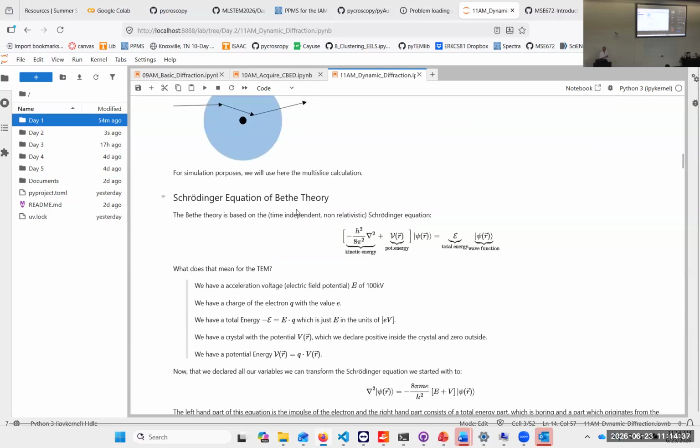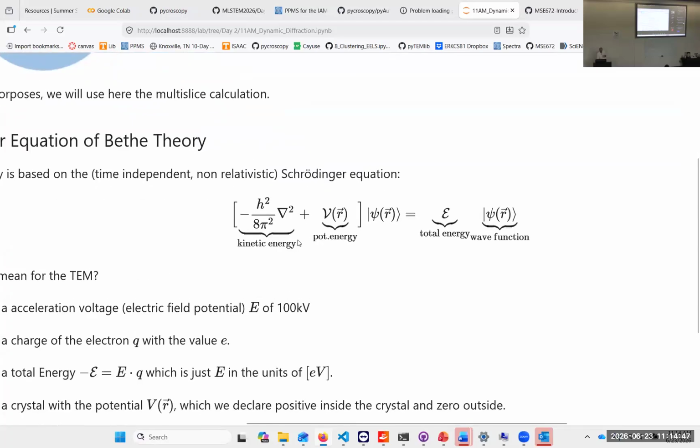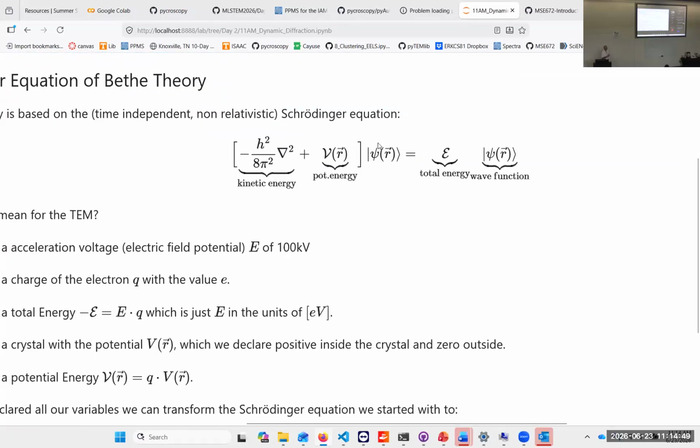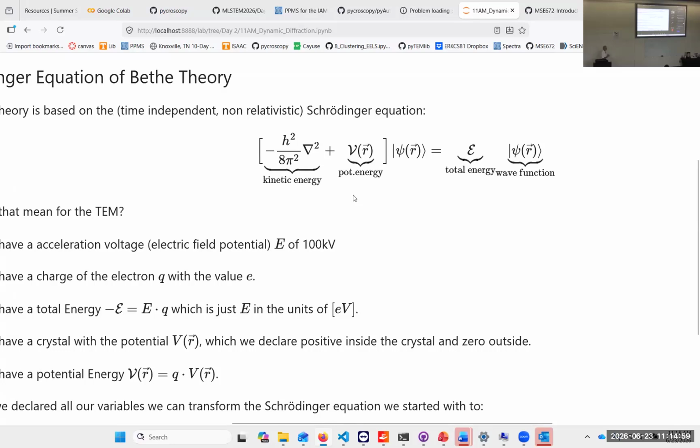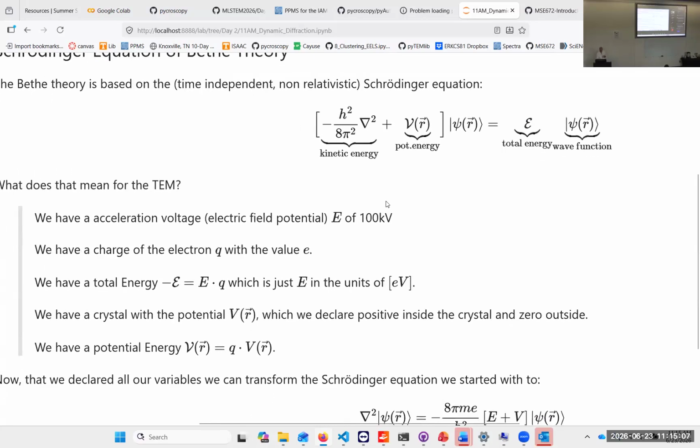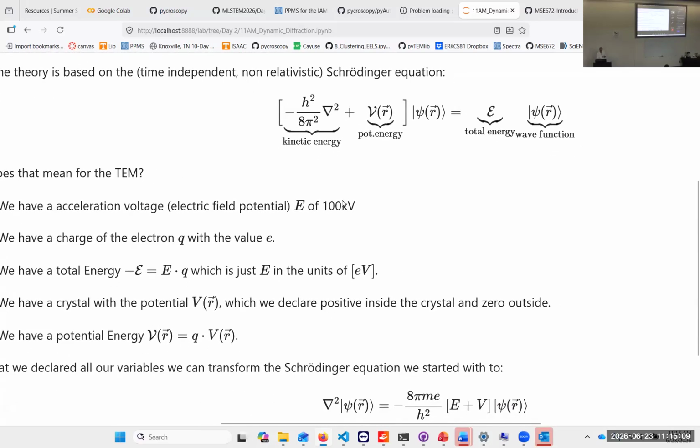The basis for all of that is the CBED theory, which is based on the Schrödinger equation. Our usual Schrödinger equations here. We don't go too much into that. The total energy is, of course, the total energy of the electron. So that is our acceleration voltage. We use it in the wave picture. So we have a wave function. And we have the kinetic energy.